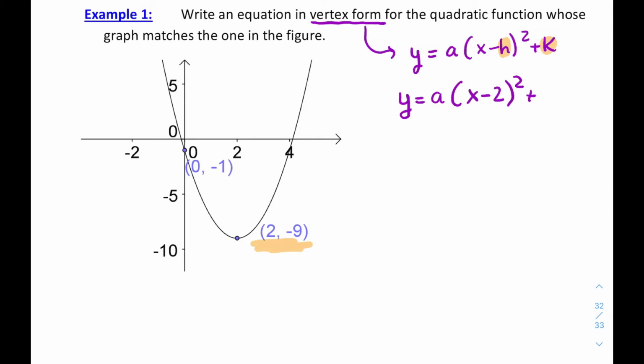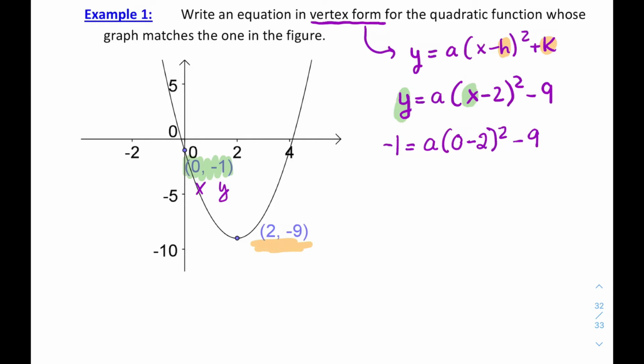If you think about it, looking at the equation that we just wrote there, that one is translated right 2 and down 9, which is what we need to get our vertex in the right spot. We also need to figure out a. So we have another point it passes through that we can use for an x and y value. If we plug those in, then we'll be able to solve our equation for a to see if this has any vertical stretch or shrink on it.